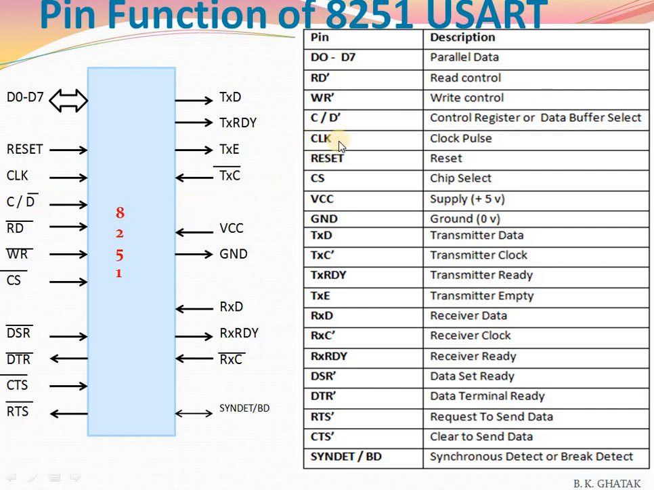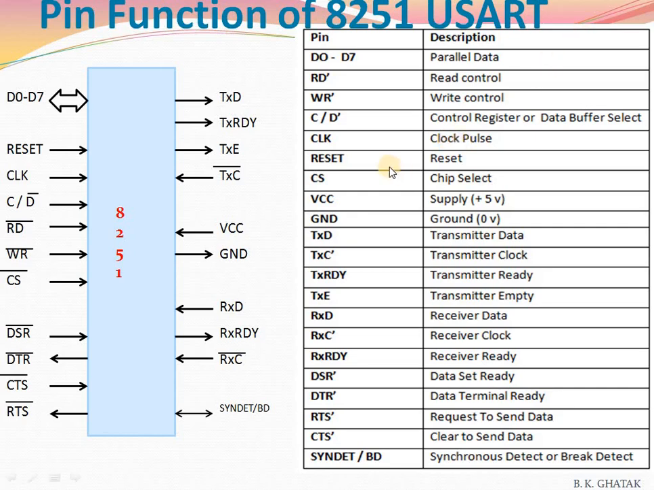Now the CLK, that is clock pulse. This input is used to generate the internal device timing, and it is normally connected with the clock generator output. This clock signal comes from the processor which is connected to 8251. Suppose an 8085 microprocessor is connected with this 8251. Then the 8085 microprocessor clock out signal is connected with the clock input signal.